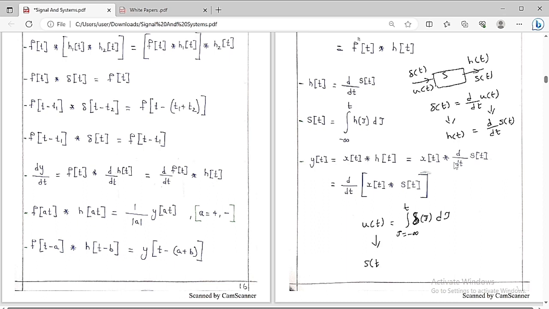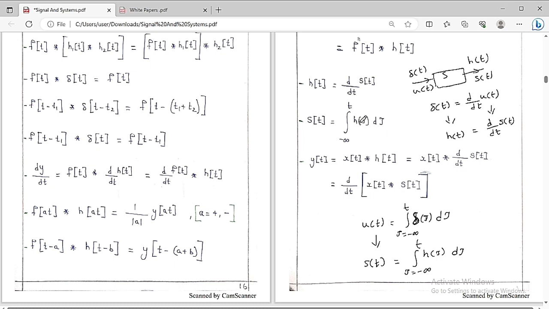So s of t is equal to the integration from tau equal to minus infinity to t. For delta of t, what is the response? h of t. For delta of tau, the response is h of tau. So h of tau d tau. That's it. So you can see clearly here, h of t is equal to d by dt of s of t, and s of t is equal to the integration from tau equal to minus infinity to t of h of tau d tau.